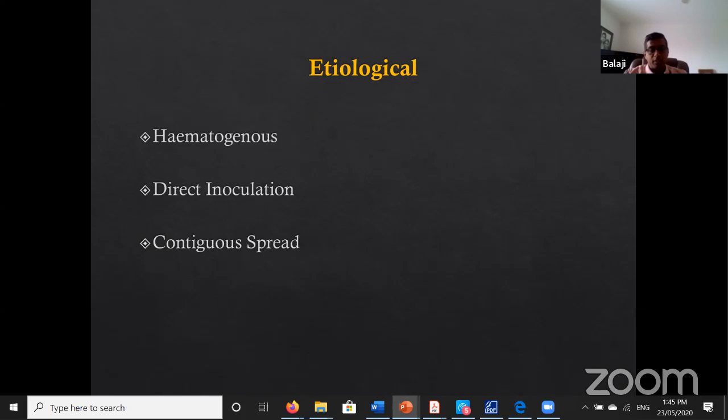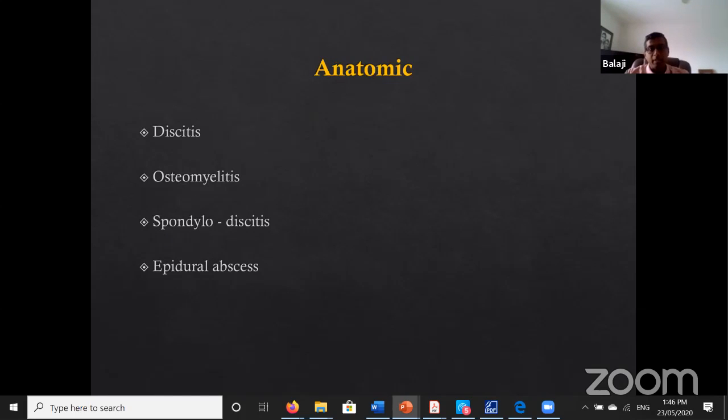The other type of etiological classification would be a hematogenous spread, a direct inoculation, or a contiguous spread. An anatomic classification would be discitis, osteomyelitis, spondylodiscitis, and epidural abscess. It is a spectrum starting with discitis, spreading into the bone, and then having an infection in the disc and in the bone, combinedly called spondylodiscitis. We do see cases when patients present with spontaneous epidural abscess without any involvement of the discs or the vertebral bodies.